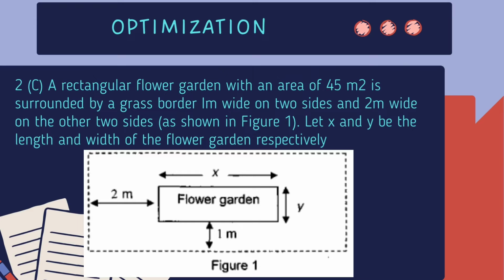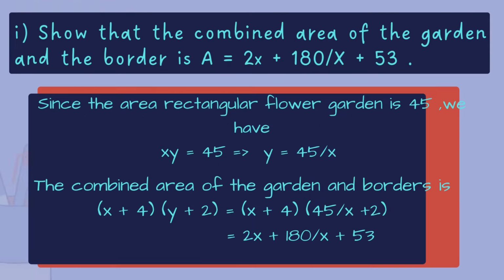Okay, optimization. The question that I get is 2C. A rectangular flower garden with an area of 45 meters square is surrounded by a grass border, 1 meter wide on the 2 sides and 2 meters wide on the other 2 sides as shown in figure 1. Let x and y be the length and the width of the flower garden respectively. You can see it in figure 1.